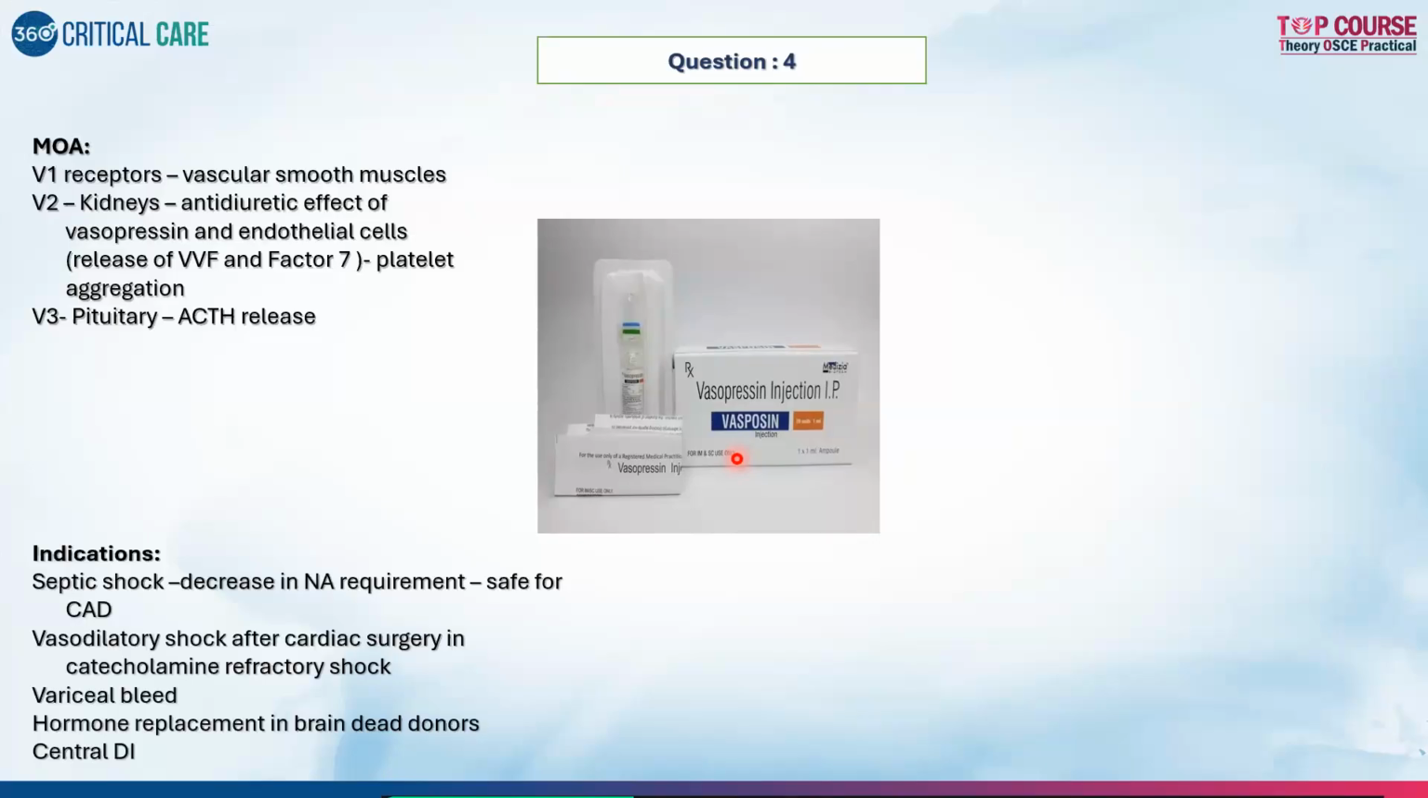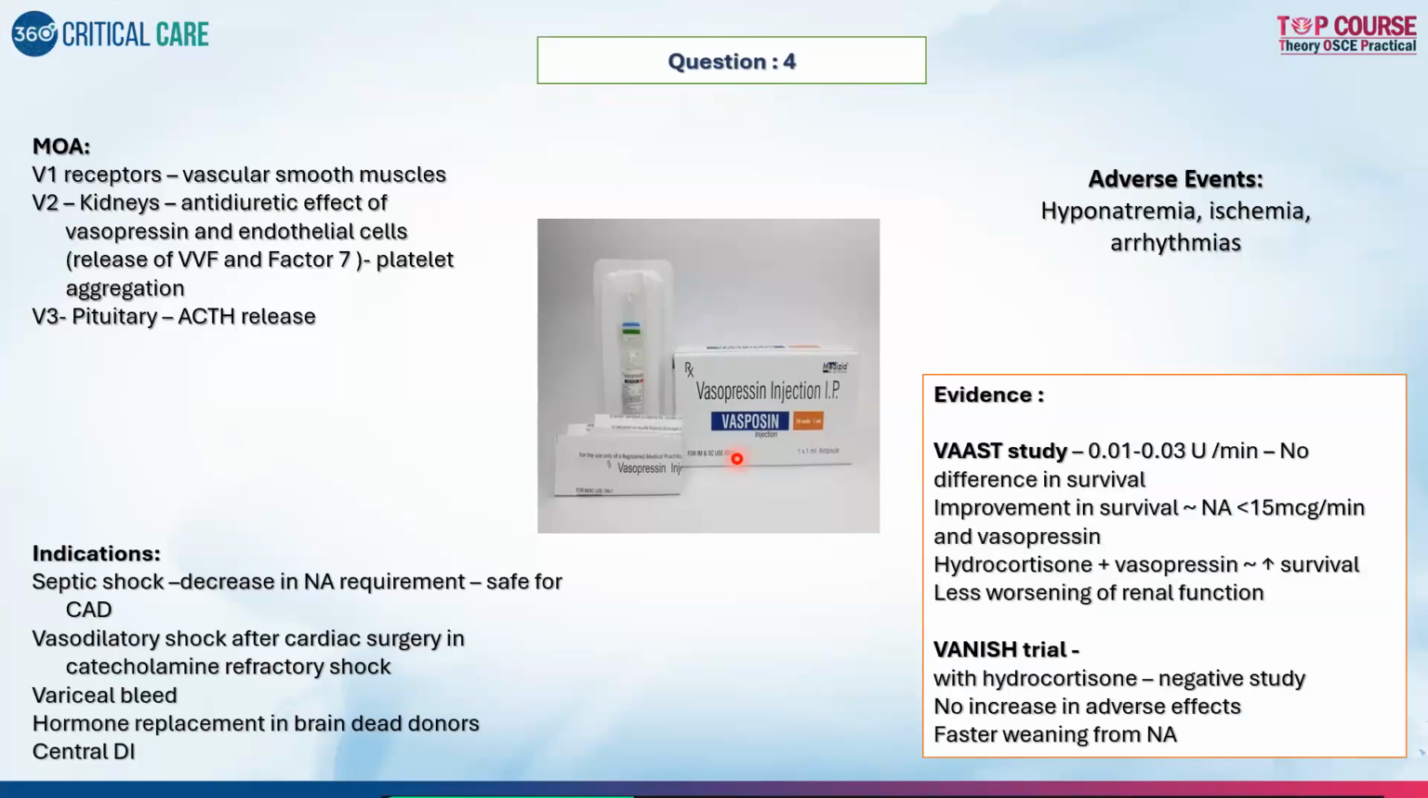In case of variceal bleed, hormone replacement in case of brain dead donors, and in case of central diabetes insipidus. Following which, we need to talk about the adverse events and the evidence. The evidence comes from the VAST study and the VANISH trial. It itself doesn't have any difference in survival or mortality improvement unless it is used along with noradrenaline and also along with hydrocortisone. It is seen to have some survival benefit.